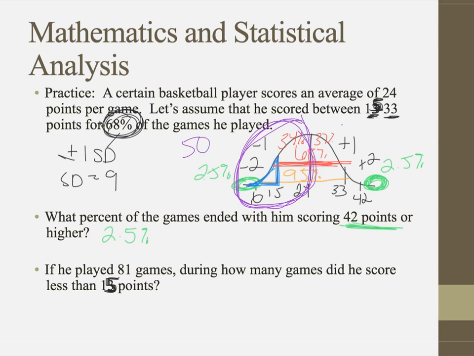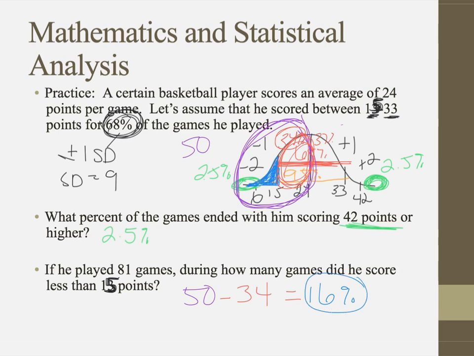Here's what I don't need. This area in here, what I don't need, I know is 34%. So if I take 50 minus that 34% that I don't need, I know that I'm left with 16%, and that's what would be in here. So that should be 16%.